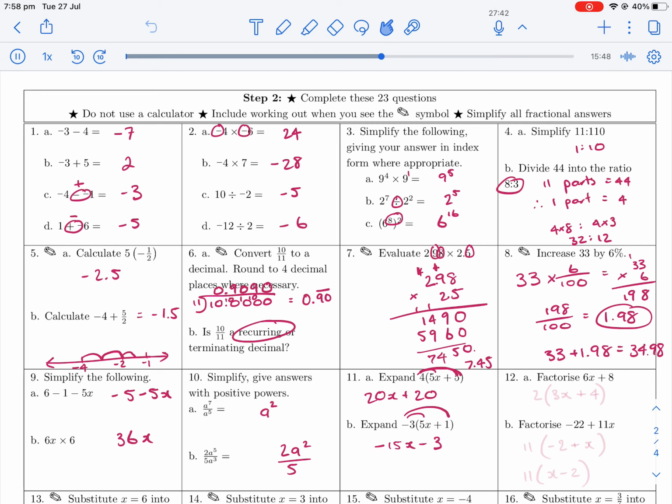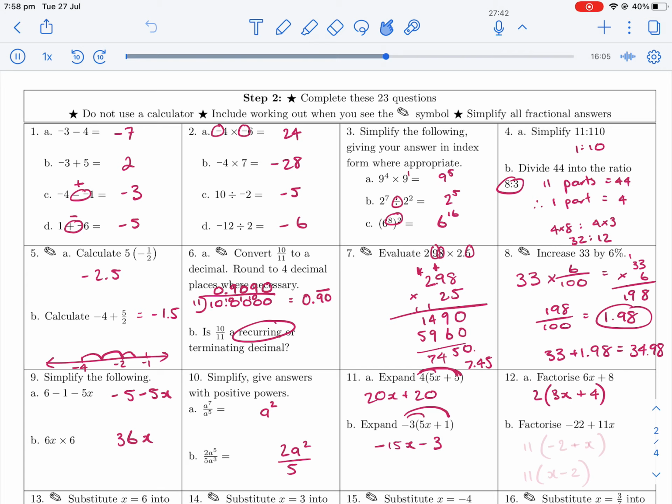Factorising. The biggest number that fits into both is 2. Take a 2 out the front. 2 times 3x gets you back to 6x. And 2 times 4 gets you back to 8.